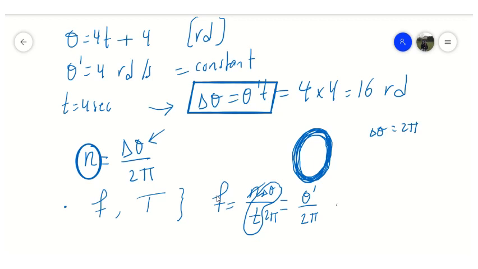Now what about the period? You all know the period is the time for just one revolution, which is 1 over f, which is 2 pi over theta prime, and we can replace theta prime by another symbol, omega.